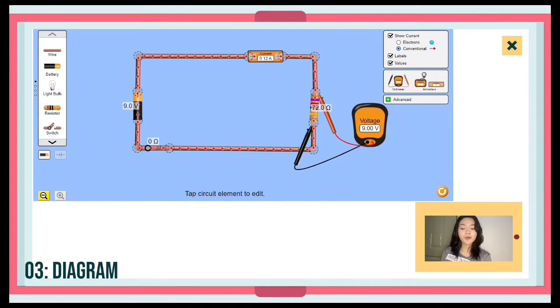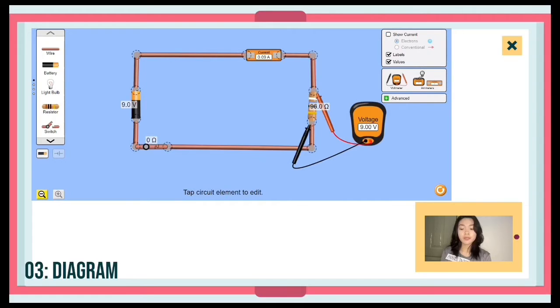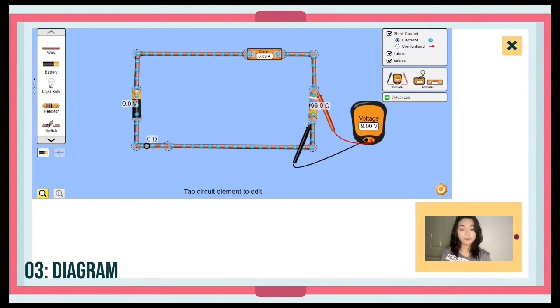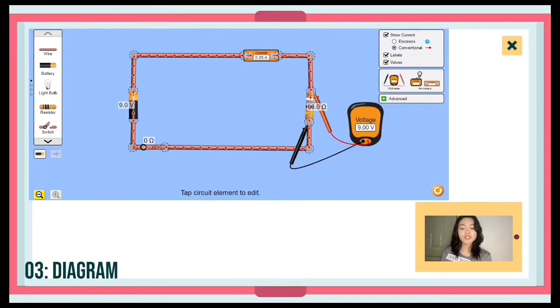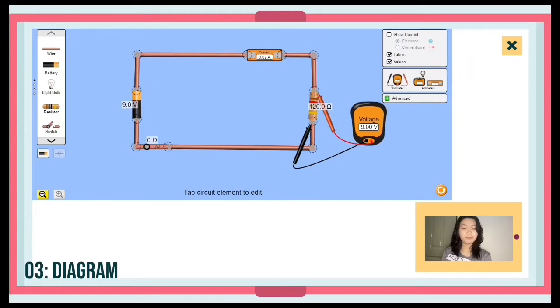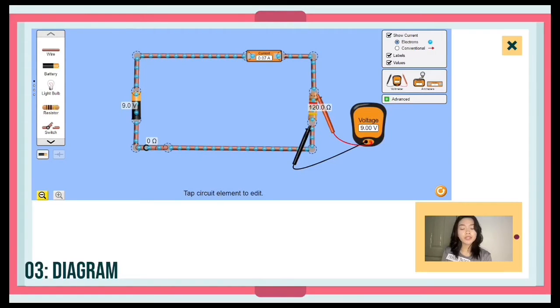is 0.12 ampere. In fourth trial, the resistance is 96 ohm, the experimental voltage is 9.0 volts, and the experimental current is 0.09 ampere. In fifth trial, the resistance is 120 ohm, the experimental voltage is 9.0 volts, and the experimental current is 0.07 ampere.